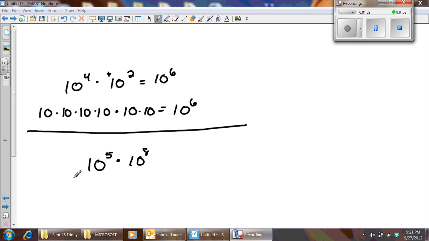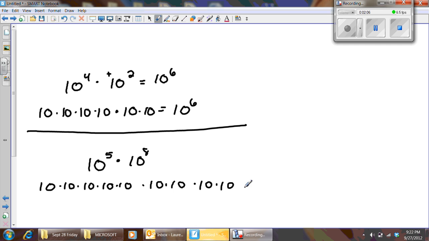Now, I know the long way of doing this is that 10 to the fifth means this. Right? There's 5 tens being multiplied together. And then 10 to the eighth means this. Oh my gosh, I'm getting tired of writing this, Mr. Lawrence. This is too much work. I know it's too much work. 1, 2, 3, 4, 5, 6.